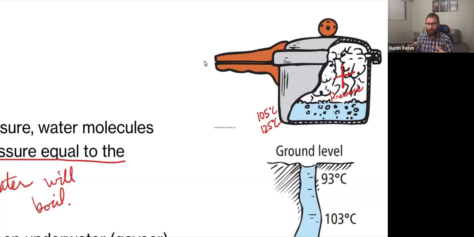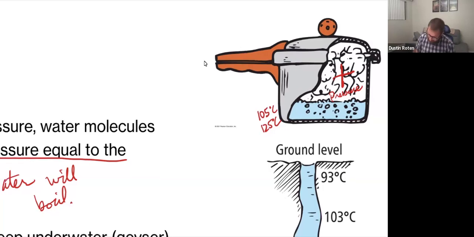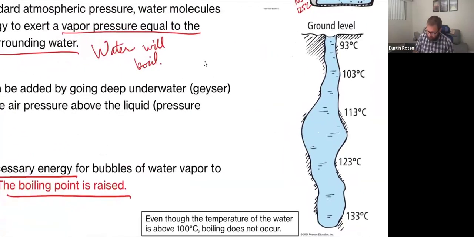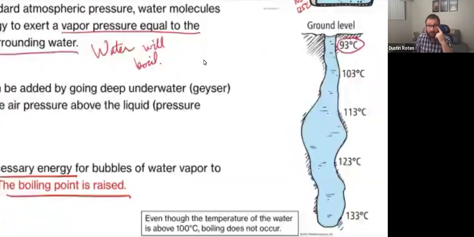You don't cook things just by boiling it. You cook things by getting the water hot. So if you really want to cook something, you need to increase your boiling point so you get your water so hot, and that will cook things faster and more thoroughly. In the case of a geyser, you can see here that the water at the surface is only 93 degrees Celsius. So this is not boiling up here.